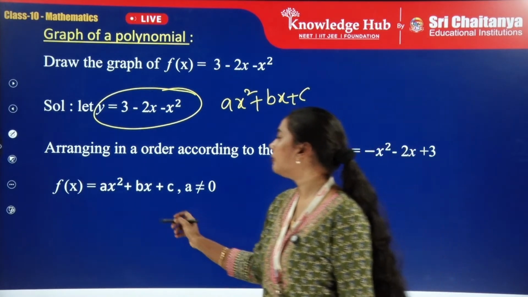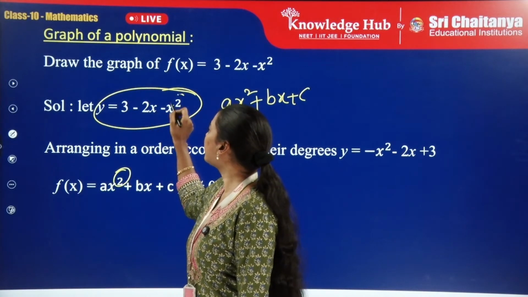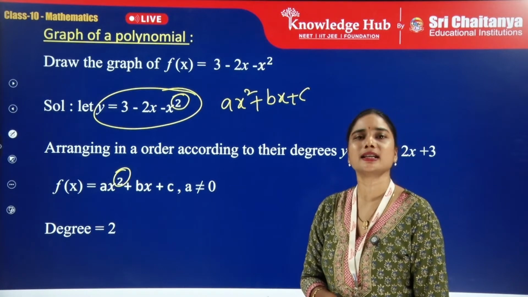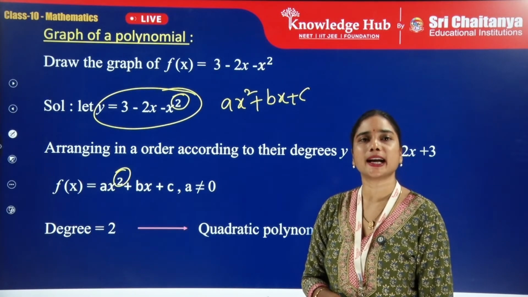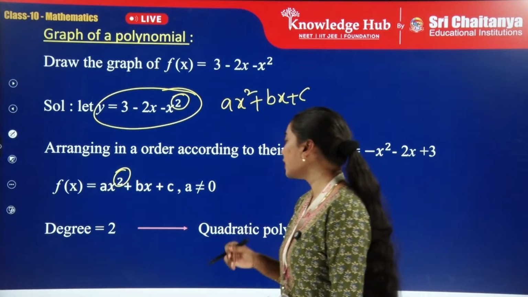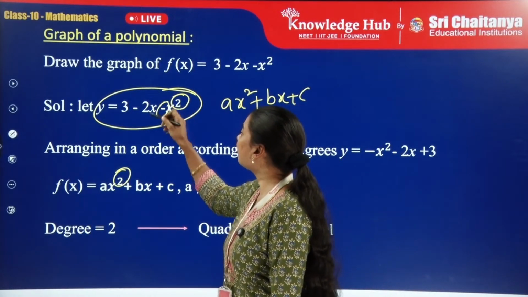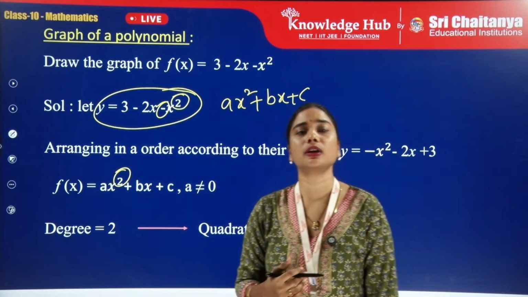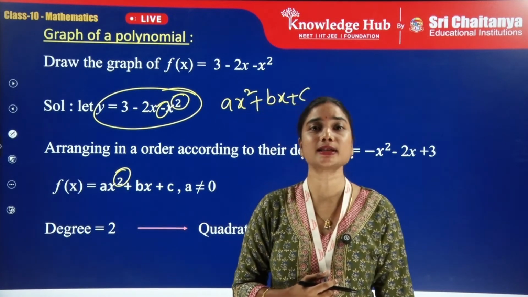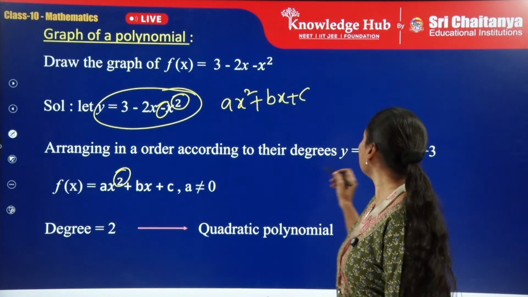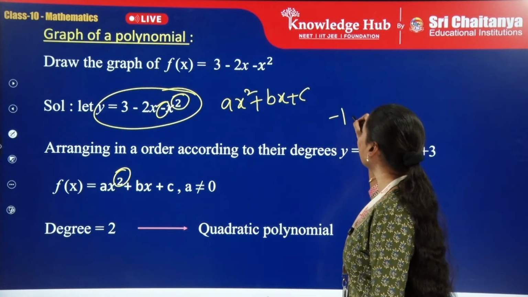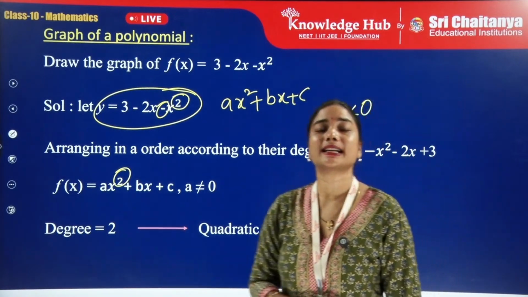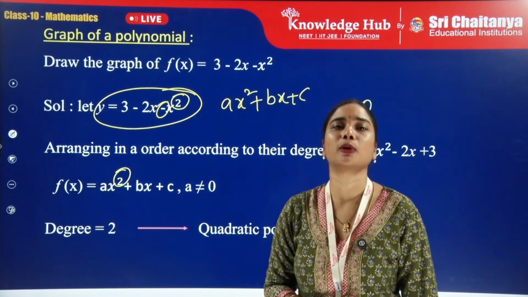Now, the power of the given quadratic polynomial is 2. The highest degree is 2. Hence, the polynomial is a quadratic polynomial. But if you observe, the coefficient of x square is minus 1. In the previous example, the coefficient of x square was positive 1. So, as the coefficient of x square is minus 1, which is less than 0, how will the parabola be?